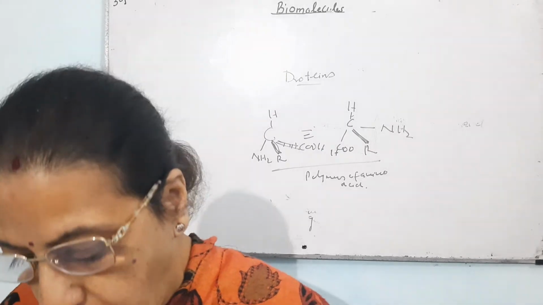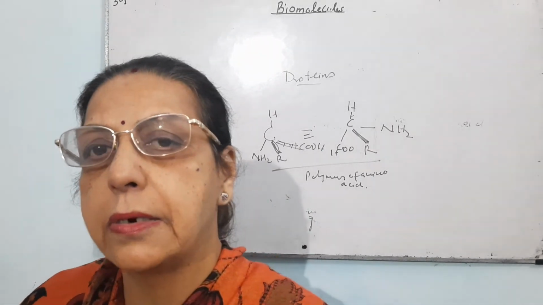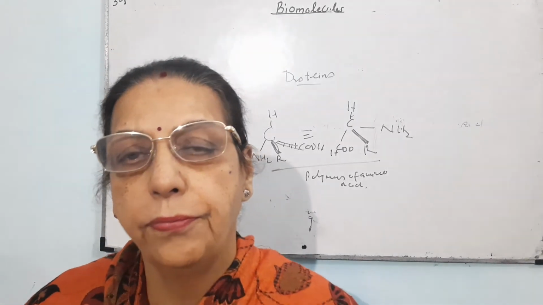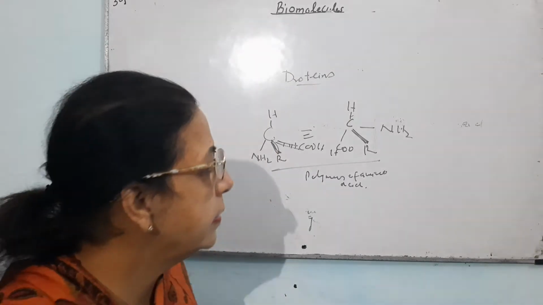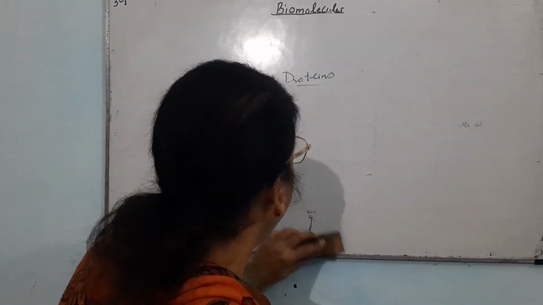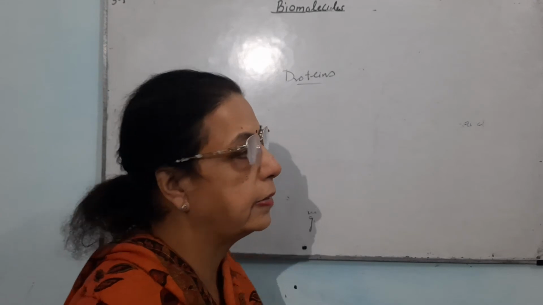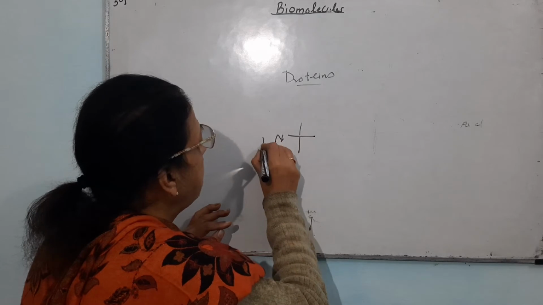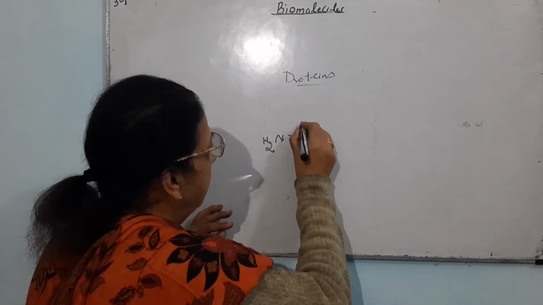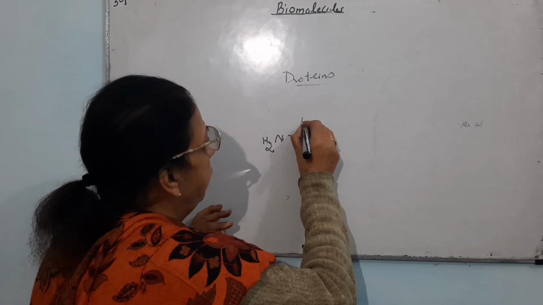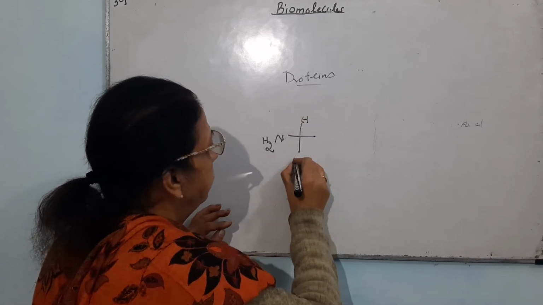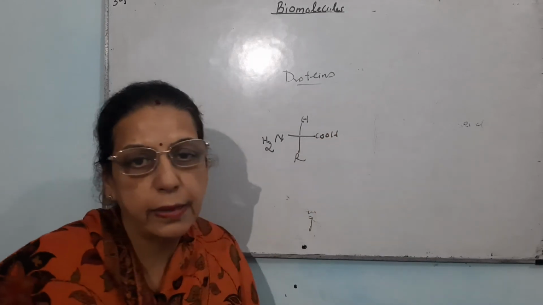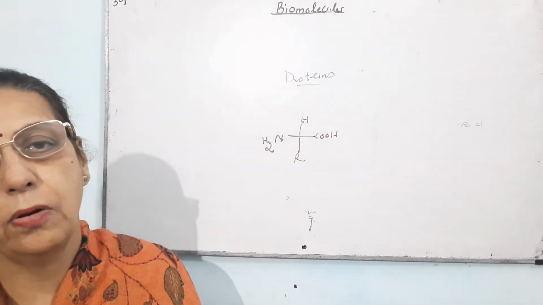Why alpha? Because all the amino acids belong to the L family. What is the meaning of L family? It is just like I have told you for glyceraldehyde, that if the NH2 group is on the right side, then it will be D family. If it is on the left side, then it will belong to L family.